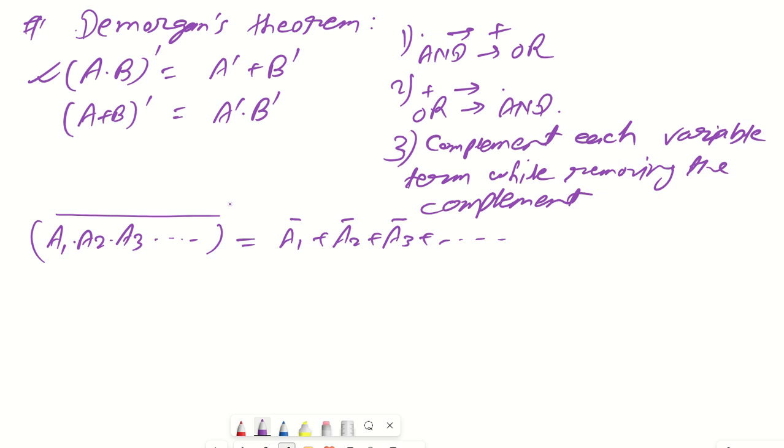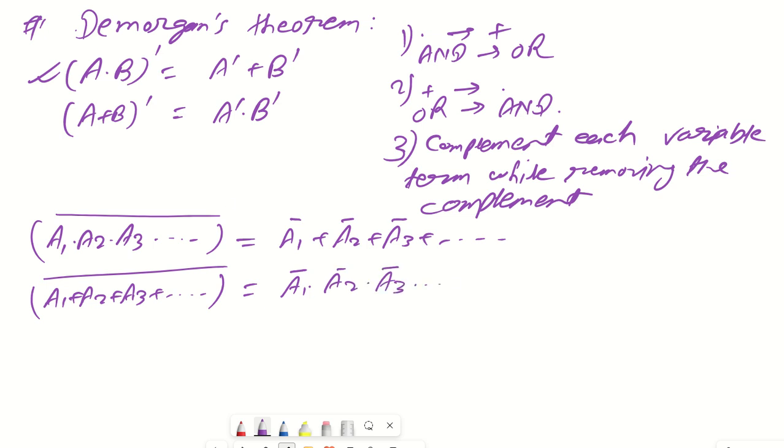Then let us say if it is a1 plus a2 plus a3, like that we have multiple terms and then bar. Then it can be considered as a1 bar into a2 bar into a3 bar into, like that it is there. So basically you have to understand that either I write a prime or a bar, both are same. Sometimes I write it with a bar above, or otherwise sometimes I write it as prime. So both are same.